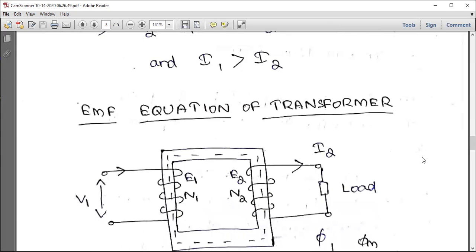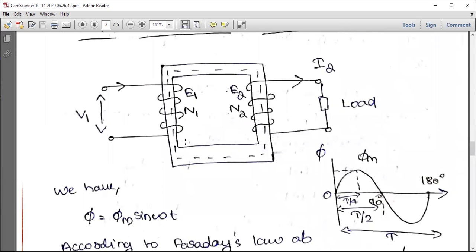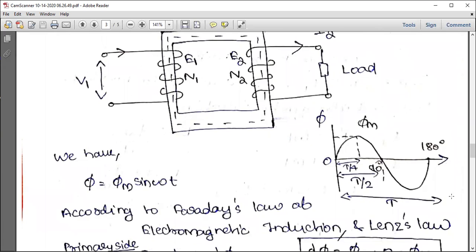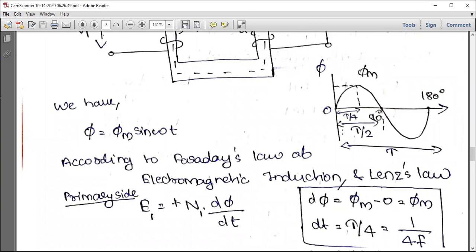Now we will move on to the EMF equation of a transformer. So we have a transformer here. N1 number of turns in the primary, N2 number of turns in the secondary. The voltage V1 is provided, and E1 and E2 are the induced EMF. And we have the flux phi linking the iron core. So this is the maximum value phi M, and this is the total time period T, and half a cycle is T by 2, and half of that is 90 degrees, T by 4. So we have phi is equal to phi M sine omega t. This is a sine wave, so it is phi M sine omega t.